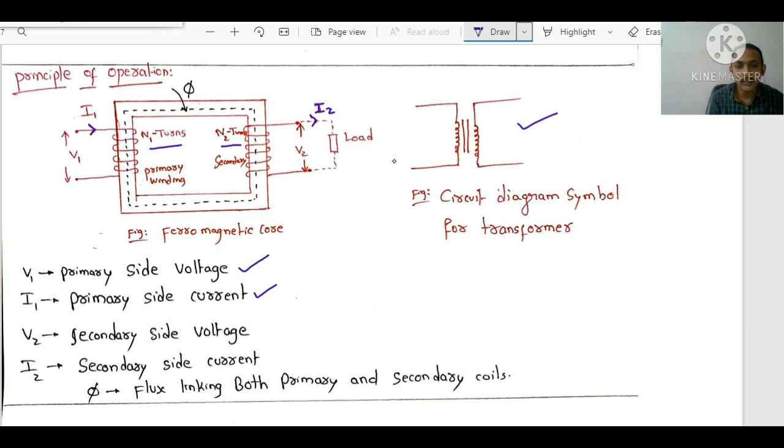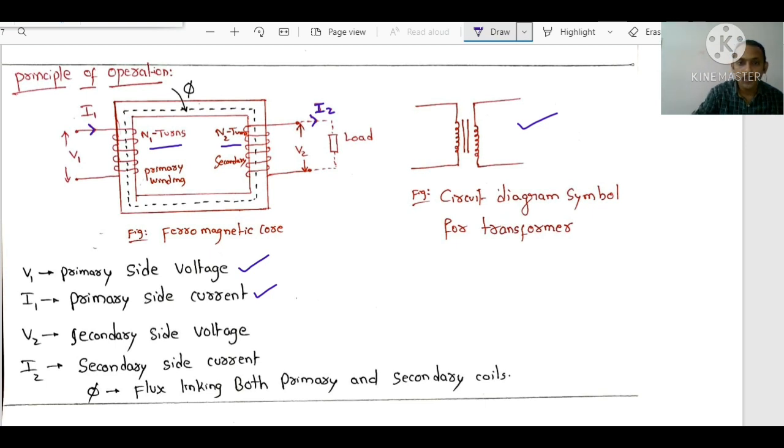Now phi indicates the flux linking both the primary and secondary circuits. So this flux phi will be established, linking both the circuits. As and when a voltage is applied to the primary side winding, some current will flow through the coil, and because of this current flow, some flux phi will be established. This flux phi will also link the secondary winding, which has N2 turns. Because of this, some EMF will be induced in the secondary coil. This is how it works.